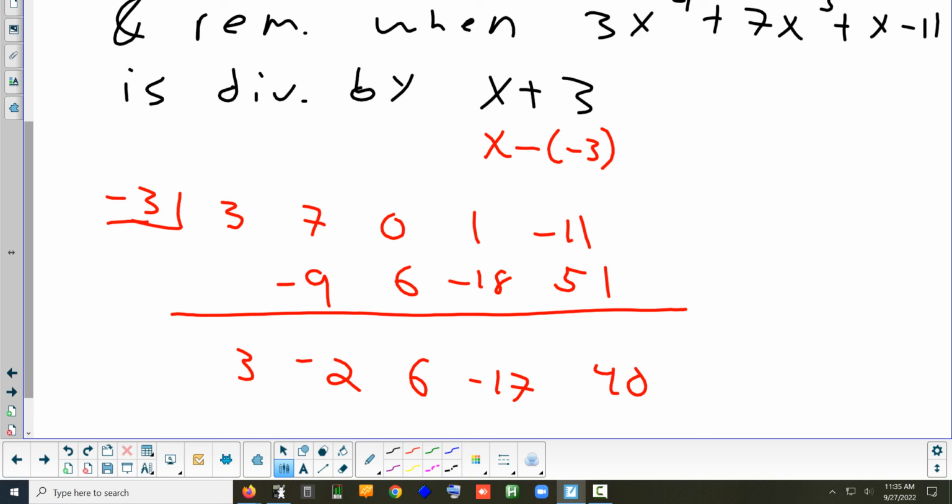So that's like full speed. Sorry, did you run through the... So we bring down the 3. We bring down, multiply, and add. Bring down the 3, multiply those two numbers, and then add the result. Multiply these two numbers, negative 3 and negative 2, add the result. 6 times negative 3, add the result. And then negative 17 times negative 3 is 51, add the result.